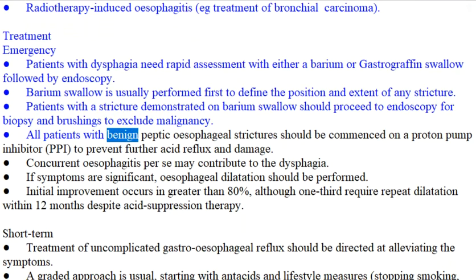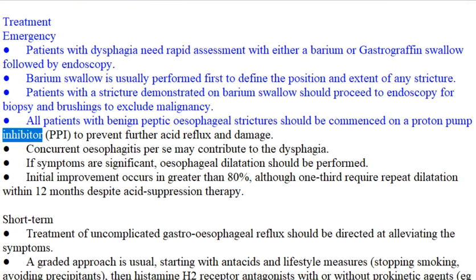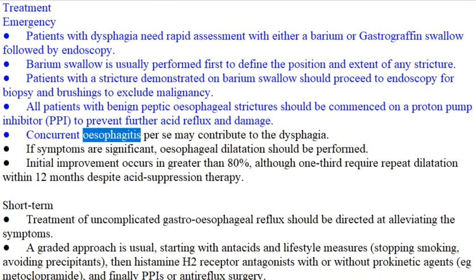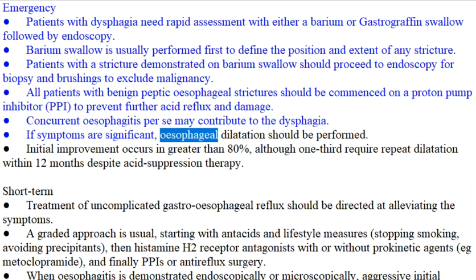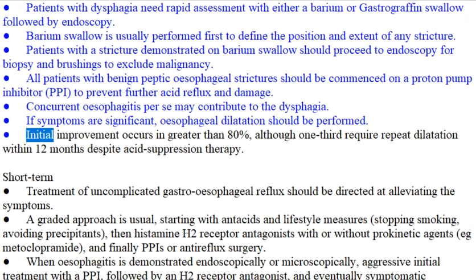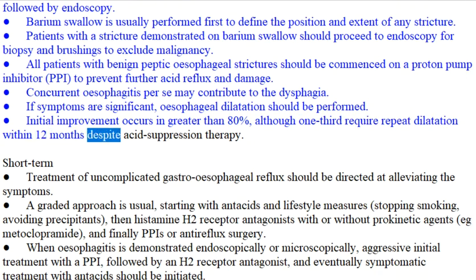All patients with benign peptic esophageal strictures should be commenced on a proton pump inhibitor, PPI, to prevent further acid reflux and damage. Concurrent esophagitis per se may contribute to the dysphagia. If symptoms are significant, esophageal dilatation should be performed. Initial improvement occurs in greater than 80%, although 1/3 require repeat dilatation within 12 months despite acid suppression therapy.